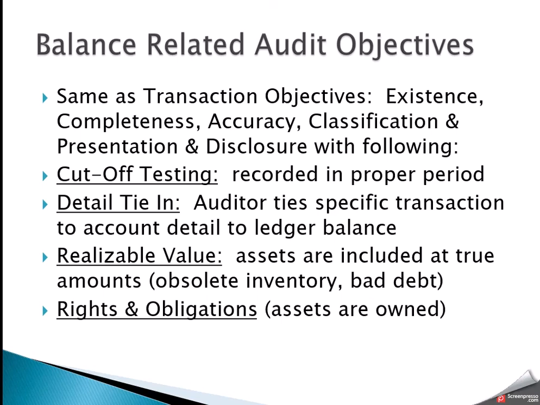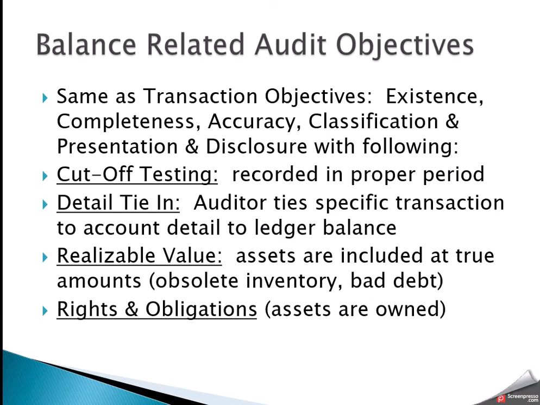So they're going to have the same that I mentioned previously: existence, completeness, accuracy, classification, and presentation, and then disclosure. So those are on the last slide. But in addition, we're going to look at cutoff testing. So is it recorded in the proper period? Inventory is a really, really hot one on that standpoint. What is their policy for what they include in inventory?